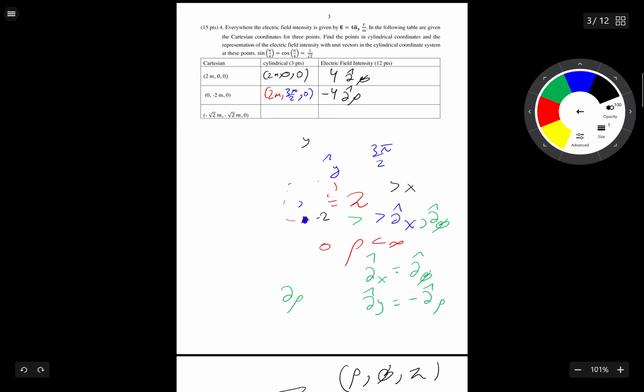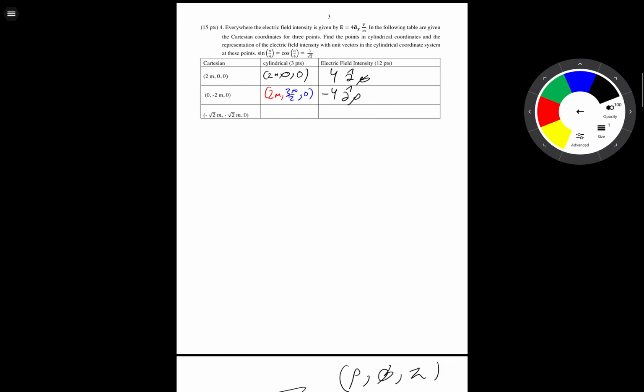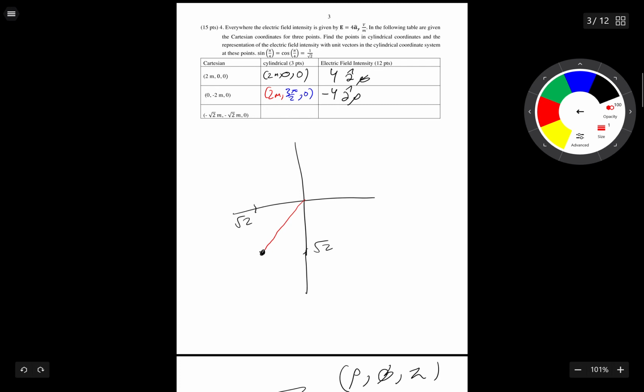Now let's come to our last point. So we have a -2 and a -2. We are in the third quadrant over here. So we can see that our rho component will be pointing towards this direction over here, and if we make out our cylinder, it will be like this. This line over here represents our rho, which is the radius of the cylinder.